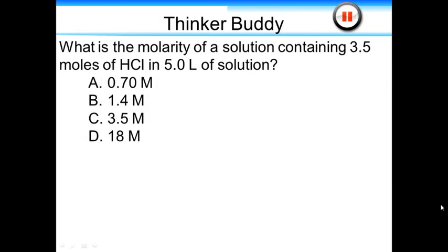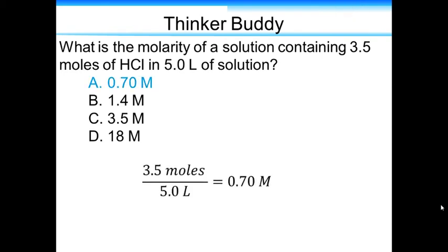Thinker Buddy, what is the molarity of a solution containing 3.5 moles of HCl in 5 liters of solution? Well, we simply divide the number of moles by the number of liters to get moles per liter. So the answer is 0.70 molar units.